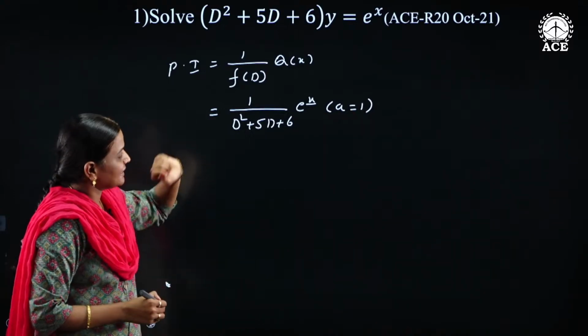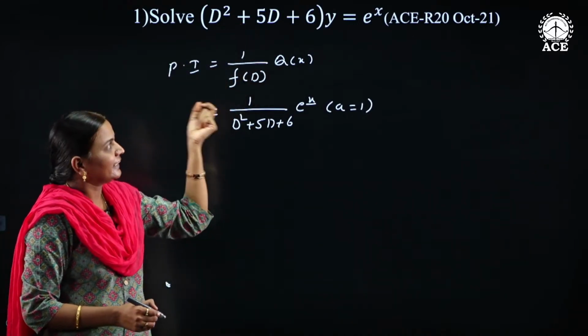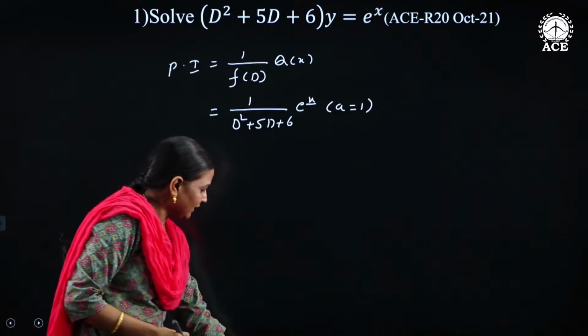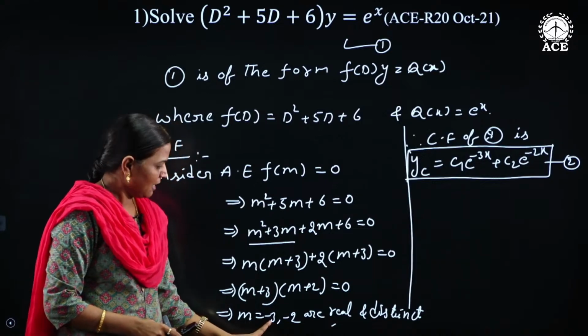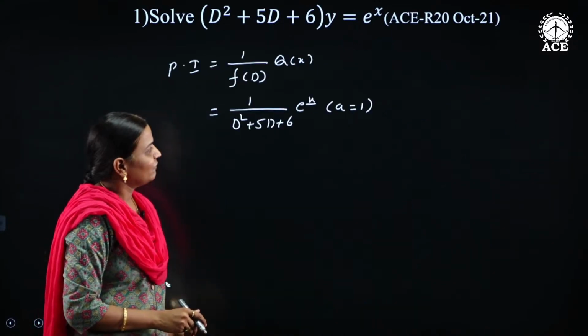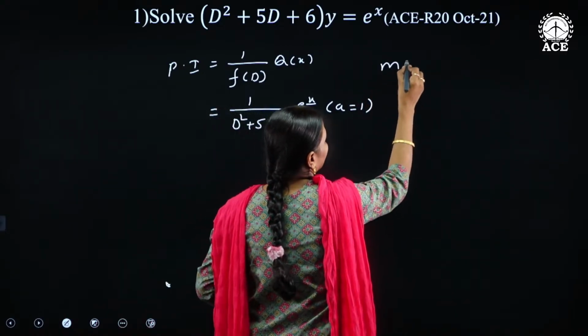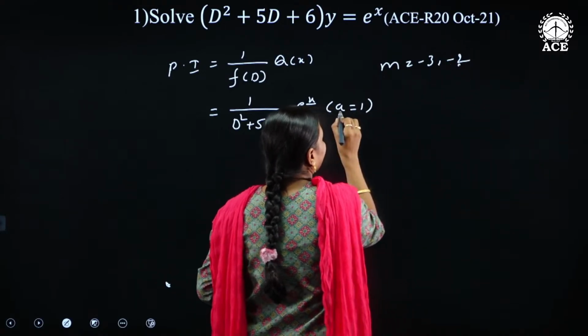And if we substitute A equal to 1 in f of D, check whether that is equal to 0 or not equal to 0. How to check that one? See here, what are the roots? Minus 3 and minus 2. Here what is the A value? A is equal to 1. So from the auxiliary equation we have the roots minus 3, minus 2, and here A is equal to 1.